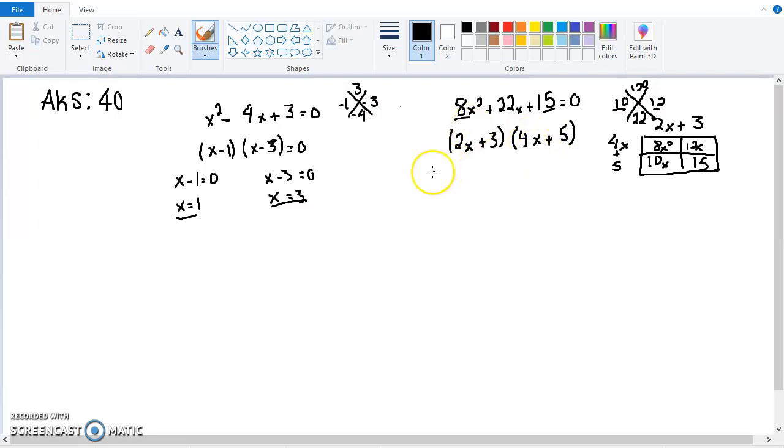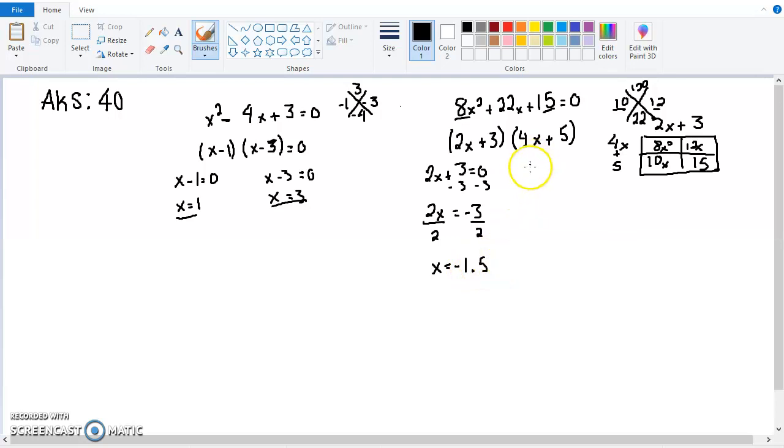And then you equal them separately to zero, like you did over here. So 2x plus 3 equal to 0, minus 3 minus 3, you get 2x equal to -3. Then you divide to get the x by itself, and that will give you x equals -1.5.